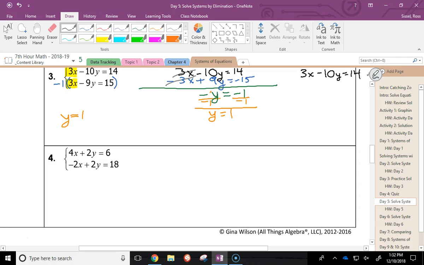So I'm going to go ahead and rewrite this. 3x minus 10 times 1. Good. Y was a 1. Equals 14. 3x, negative 10 times 1 is negative 10. Now I'm going to switch colors since we're doing something. I have 3x minus 10 equals 14. I'm going to add 10 to both sides.